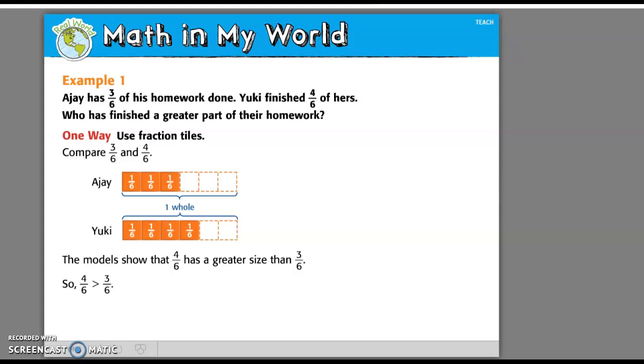Well, one way to figure this out is to use fraction tiles. So we're going to compare 3/6 that AJ completed to the 4/6 that Yuki completed. Here we have one whole divided into 6 equal groups, and 3/6 of them are shaded. Down here we have 6/6, one whole, but only 4/6 are shaded. The model shows that 4/6 has a greater size than 3/6. So we would write 4/6 is greater than 3/6.